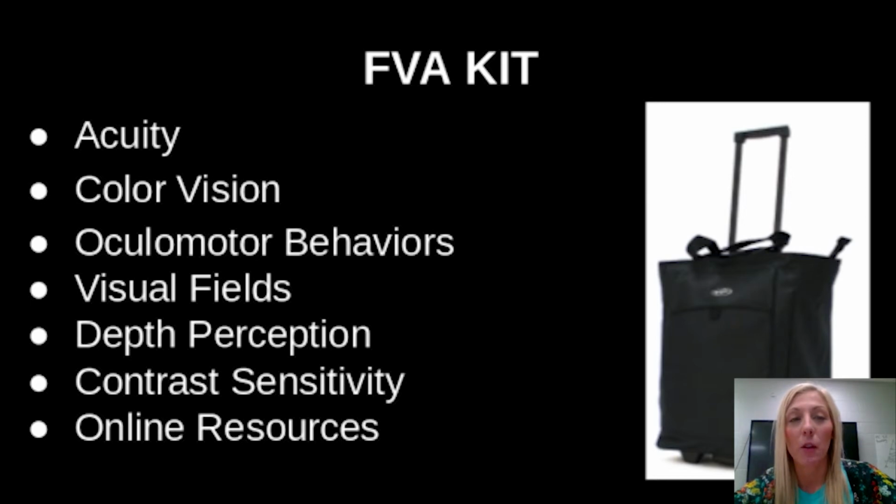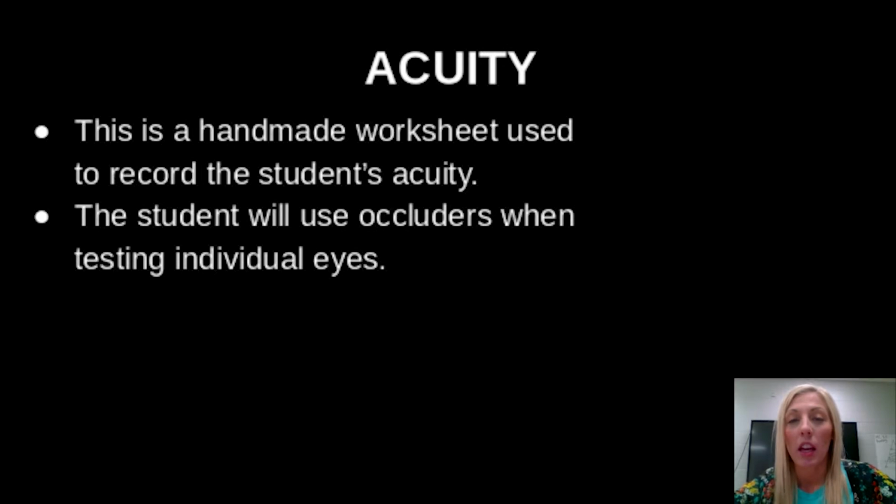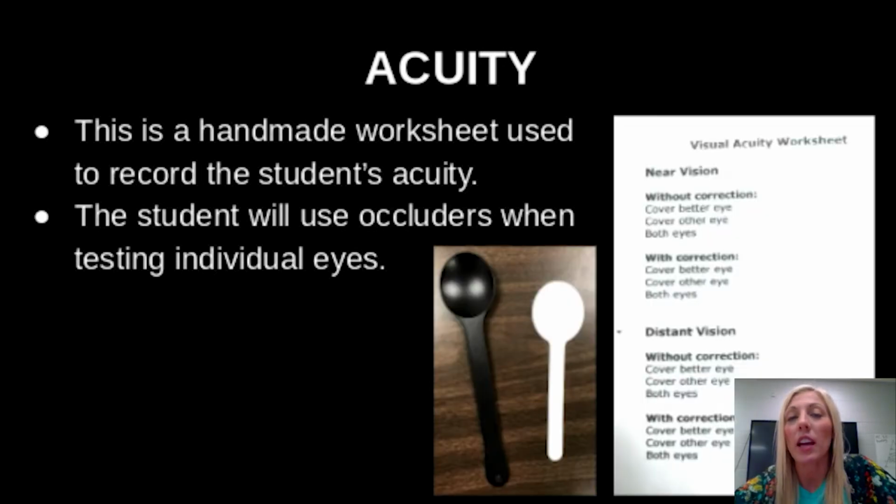Okay, so we're going to start with acuity. And this is a handmade worksheet, and basically it just lists near vision and distance vision, and it breaks it down with and without correction for both the right eye, the left eye, and then both eyes working together. We allow our students to use their hand, especially when they're younger. It's a lot easier if you're doing it individualized to allow them to use their hand to cover their eye.